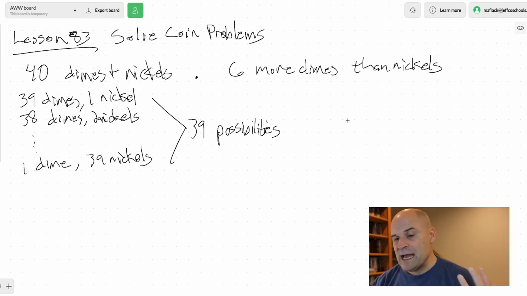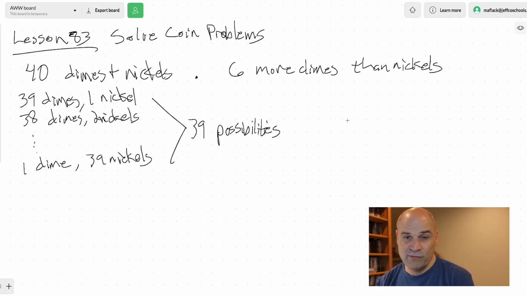Let's say if we cut it in half, we get 20 dimes and 20 nickels. Well, that doesn't work because there's not 6 more dimes than nickels. So let's go 21 dimes and 19 nickels. Now we're 2 apart. 22 dimes and 18 nickels, and now they're 4 apart. So 23 dimes and 17 nickels add up to 40, and there's 6 more dimes than nickels.